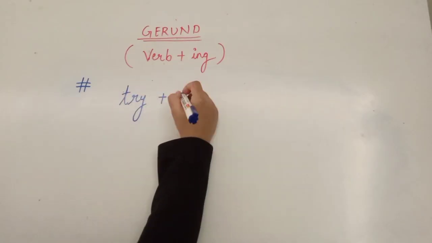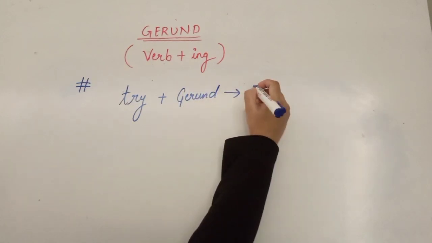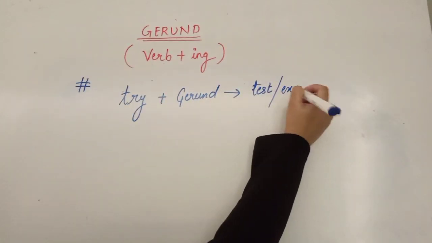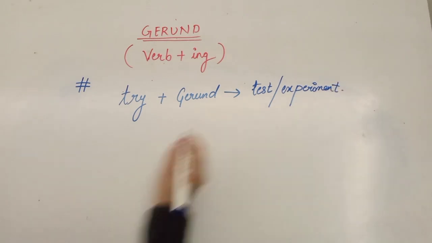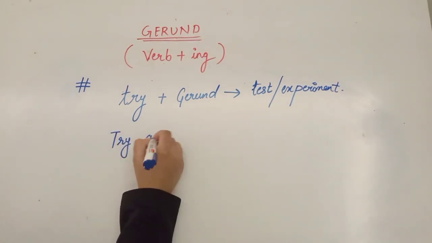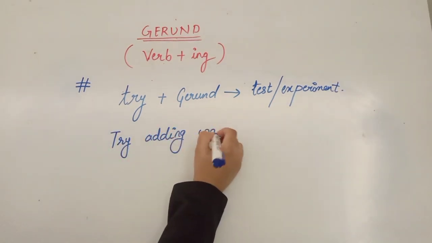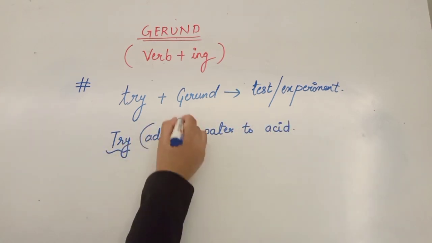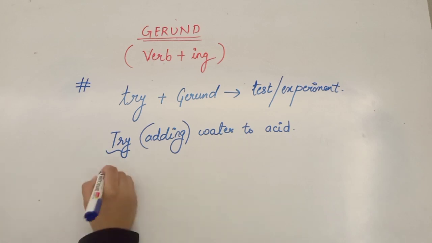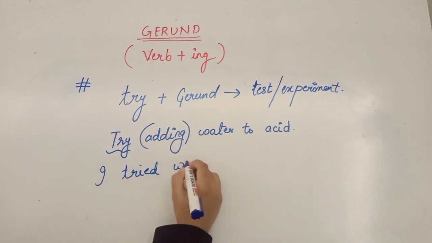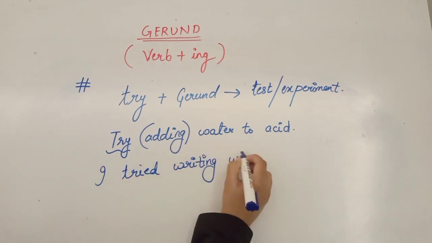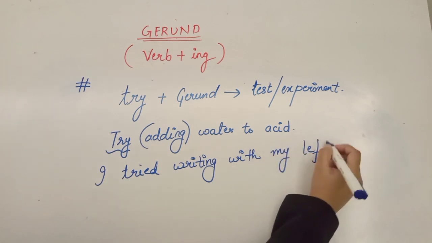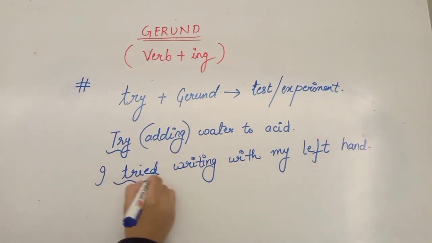The third point is, whenever we are using a gerund after the word try, it means that testing or experimentation has been done with something. Like, try adding water to acid. That means we are experimenting here to see what will happen if we add water to acid. Or, I tried writing with my left hand. Here again I was testing whether I could write or not.